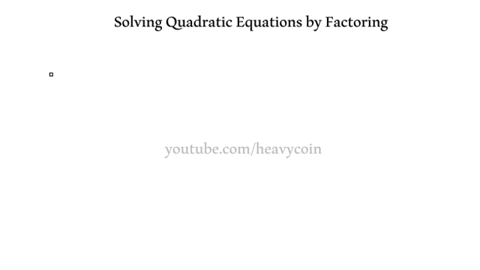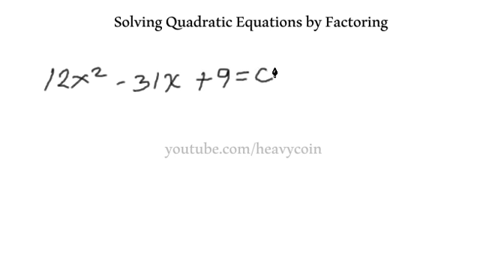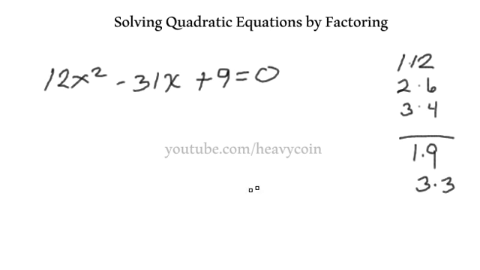Alright, let's see here. We have 12x squared minus 31x plus 9 is equal to 0. So we're going to look at this to see 1 and 12. We could use that. 2 and 6, we can use that. And 3 and 4. Okay, and 9, we say we can use 1 and 9 or 3 and 3.